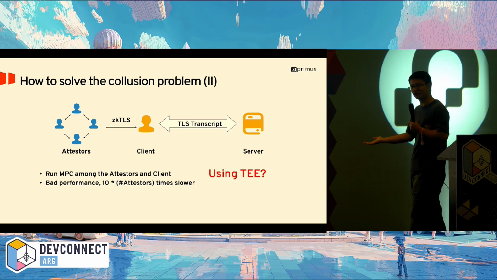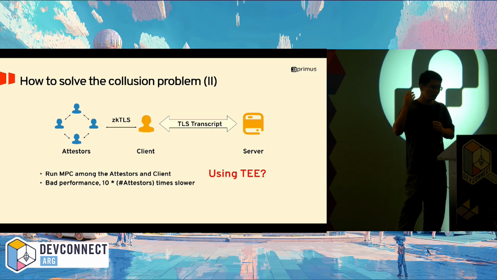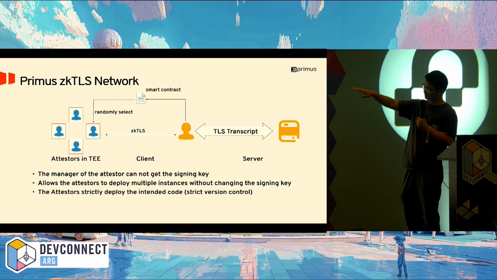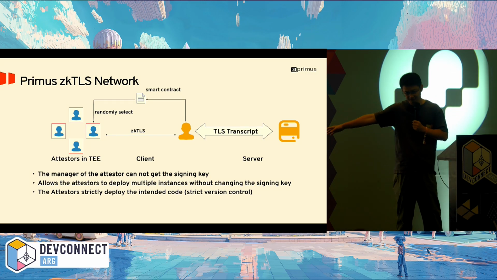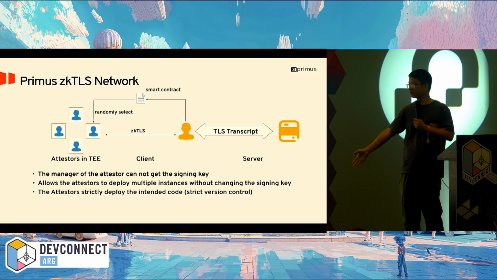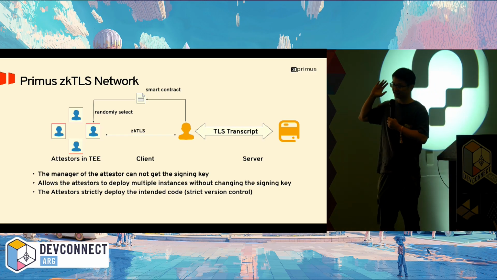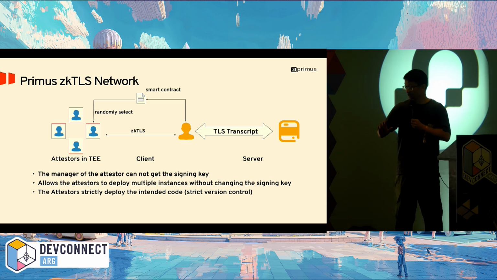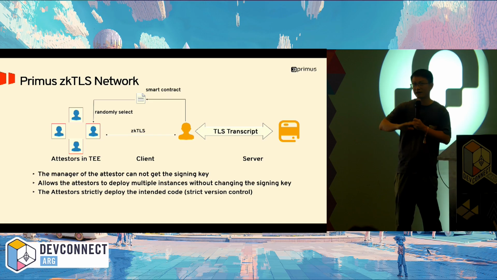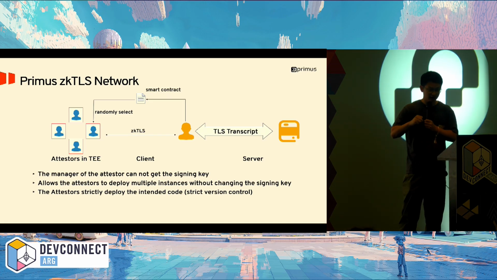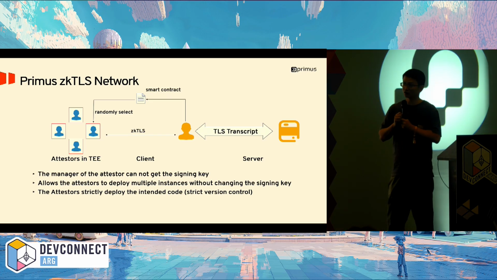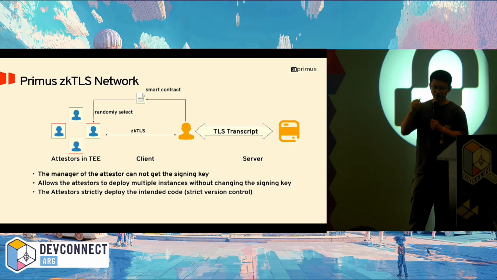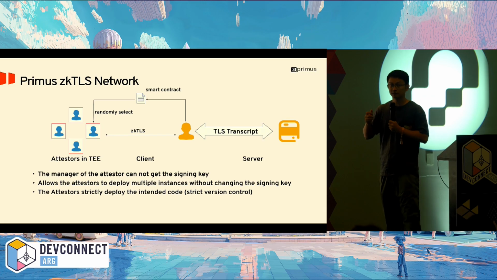Maybe the answer is that we use TEE. We actually built this network and it's already alive. First of all, we put all the attesters in TEE, which means you cannot do bad things inside the TEE. Second, we are not running MPC or anything like that. We are using blockchain. We now deploy on Base. So there is a smart contract.